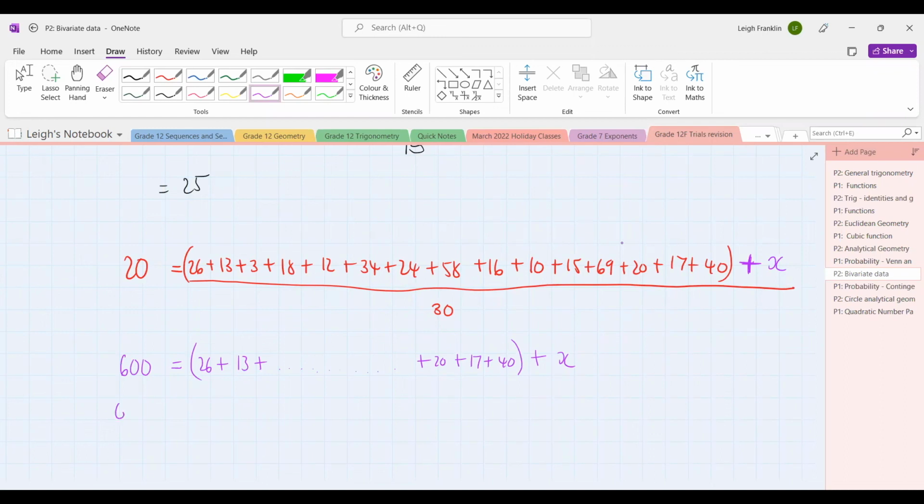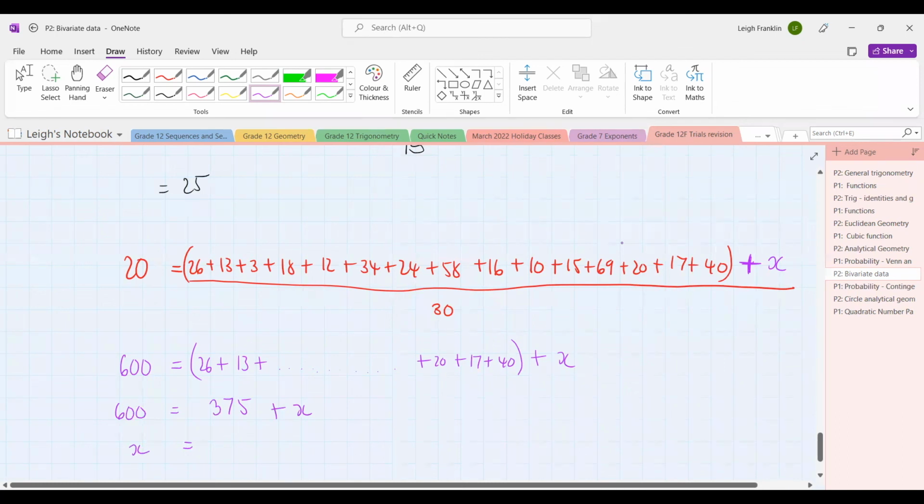Okay, so 600 is equal to 375 plus X. So if we now subtract 375 from 600, then we get what you had said, Naledi, which was 225. Okay, so that is the maximum amount of data that she can use over the remaining 15 days of the month.